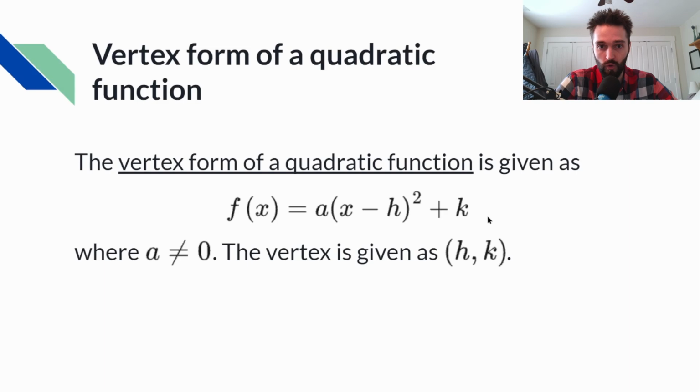So this form is really cool. If it's in standard form, you have to use the vertex formula to find the vertex. And as we just saw, that takes a lot of work. But if the equation is in this form, we can just look at it and say the vertex is h comma k. Okay? Let's see a couple examples.